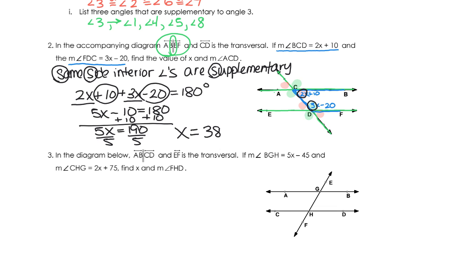Right? Then they ask you to find the value of x. Well, we did that part, and the measure of angle ACD. So now I got to go find where angle A to C to D is. And that's this angle right here. Notice it's highlighted in green. Therefore, it's going to have the same measure as this angle right here, who's also highlighted in green. So it makes the most sense to plug into there. So 3 times 38 minus 20 ends up being 94 degrees. And that's equal to the measure of angle ACD.